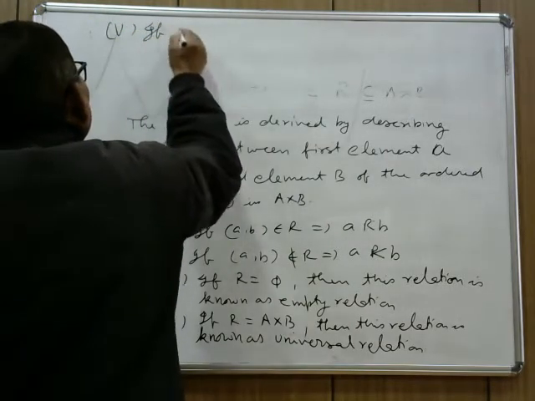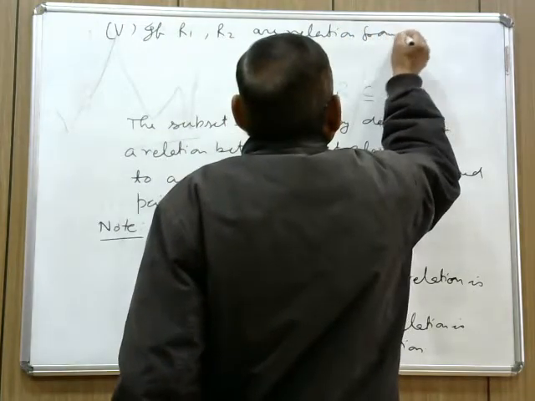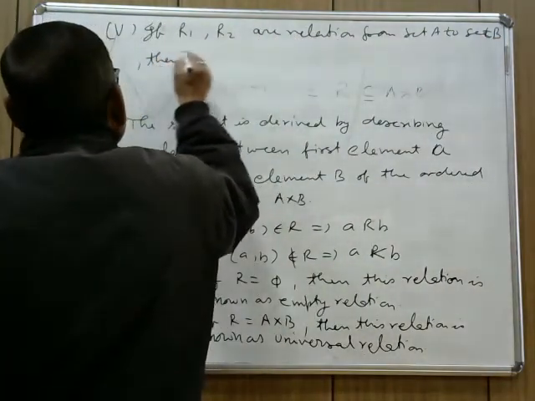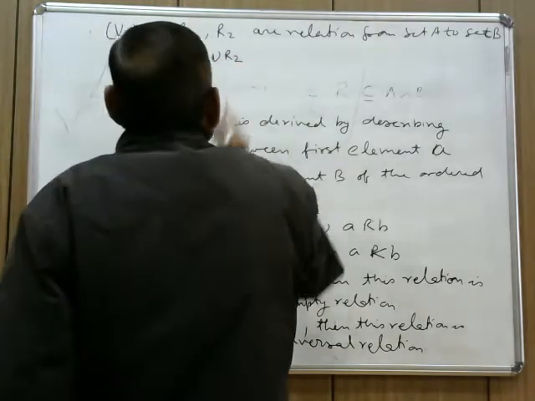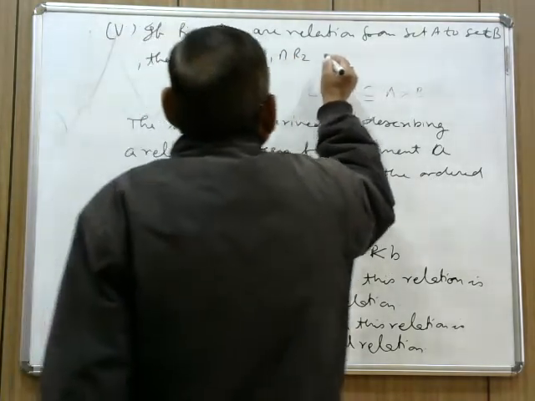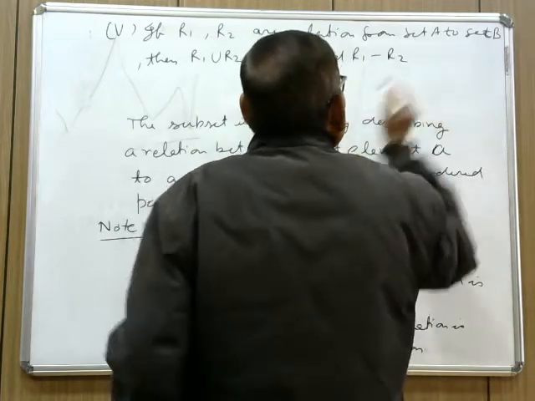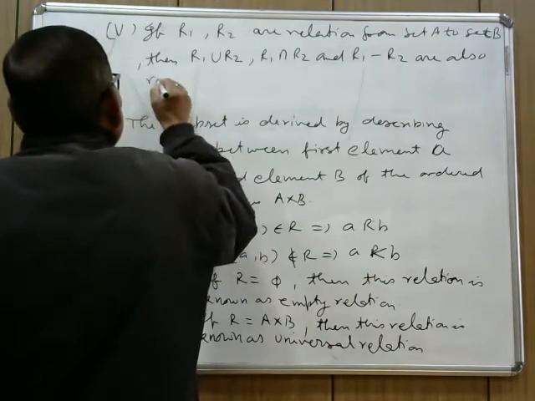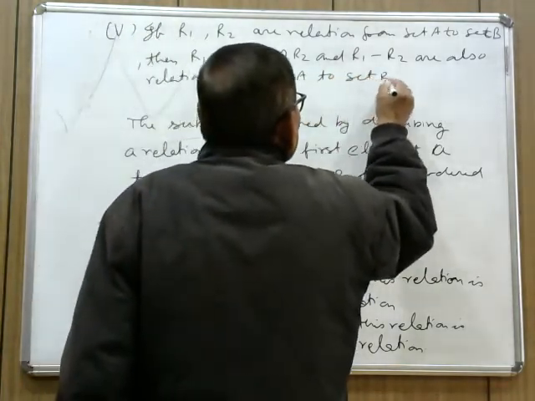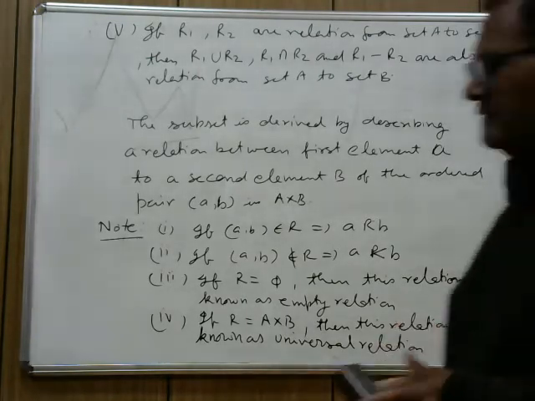Fifth point, if R1, R2 are relations from set A to set B, then R1 union R2, R1 intersection R2 and R1 minus R2 are also relations from set A to set B. These points are very important in the reference of relations. Now you know I am talking about another thing.